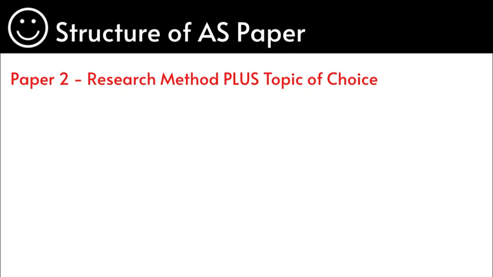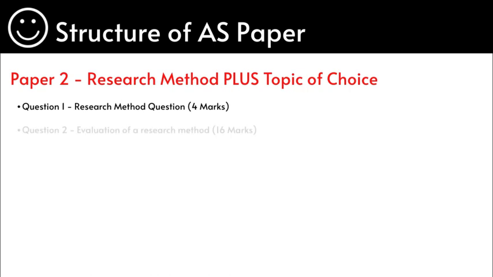Paper 2 is research methods plus the choice of topic, again an AS method topic. Question 1 is a research method question, 4 marks, and question 2 is an evaluation of research method question. You shouldn't take long on this, so try your best to spend as little time on this as possible, because the choice of topic is worth more marks.